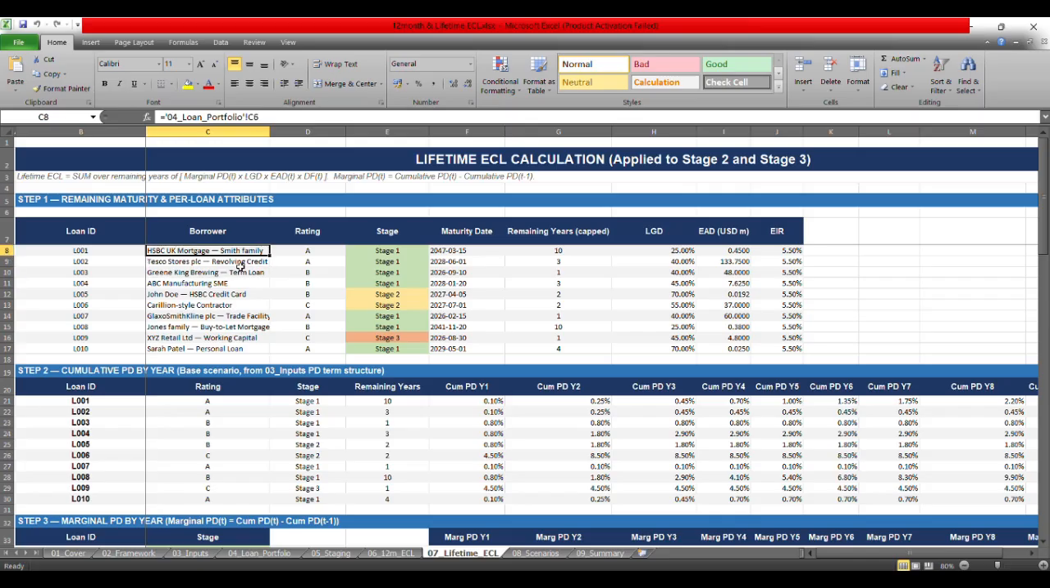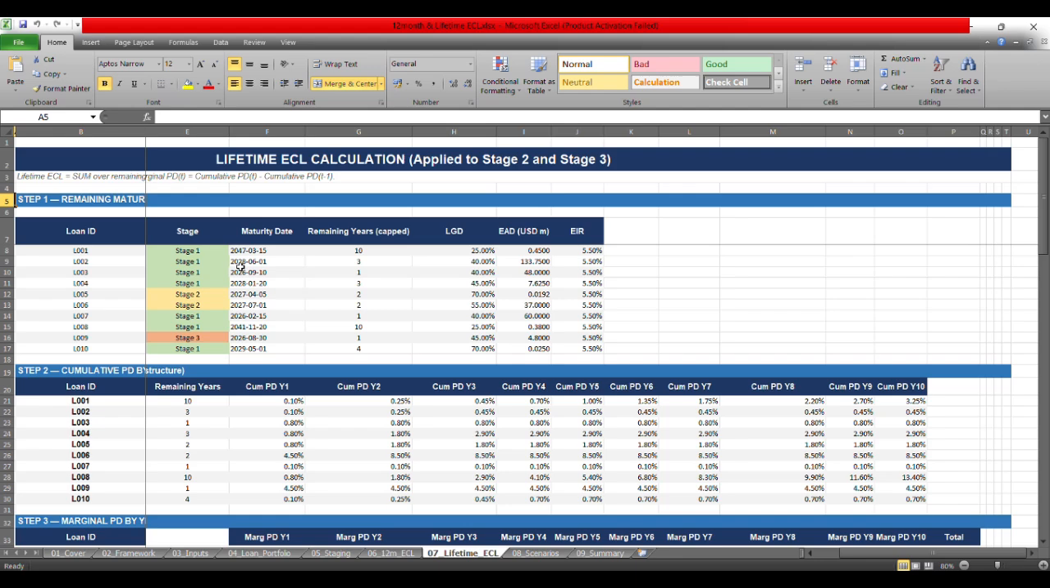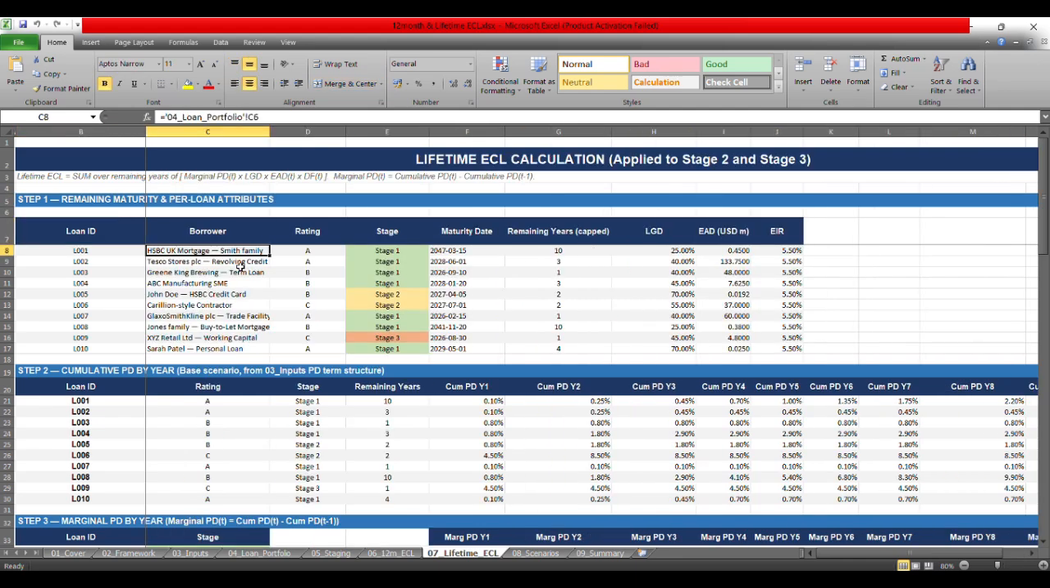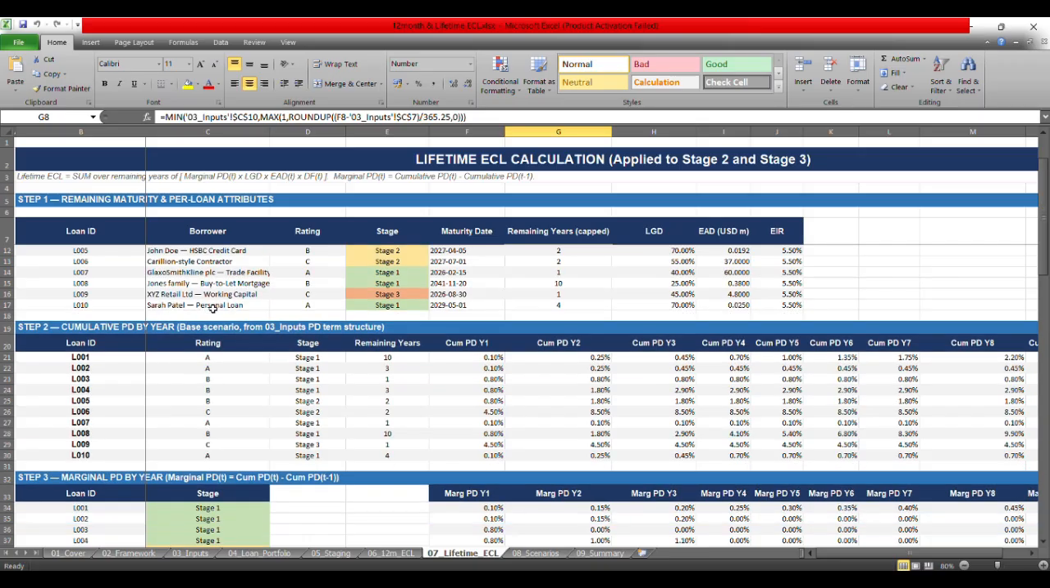So for this, I put up the remaining maturity for each loan. For each borrower, what's the maturity date and how many remaining years are there. Please note that I have capped this at a maximum of 10 years, and not more than that. Then the LGD and EAD. Basically, the first step is to make a summary table.